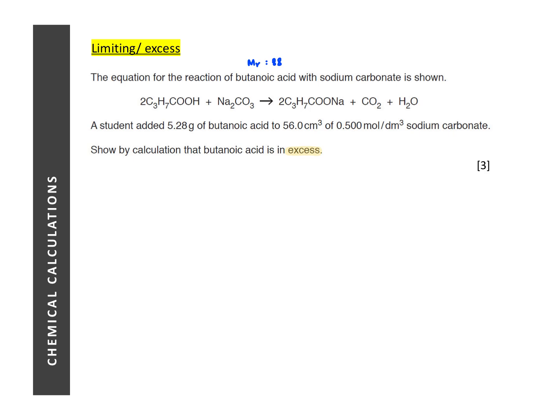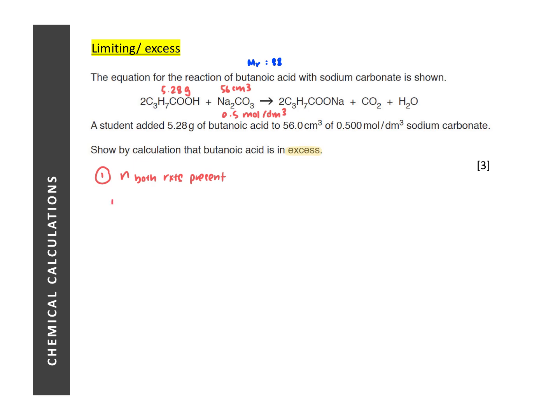The question tells you that you have 5.28 grams of butanoic acid, and they also give you the volume and concentration of sodium carbonate. So in this case, you are given the amount of both reactants. When the amount of both reactants are given in the question, it's telling you that it's likely to be an excess limiting question. And to find out which one is limiting, which one is excess, step number 1 is to find the number of moles of both reactants present.